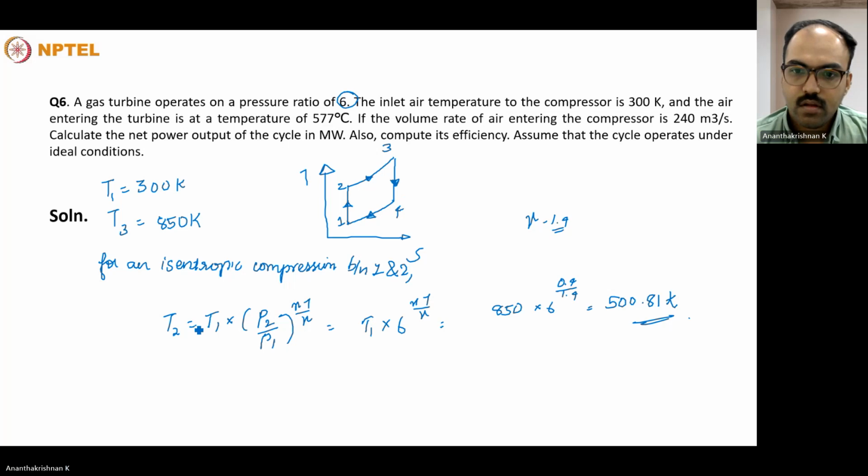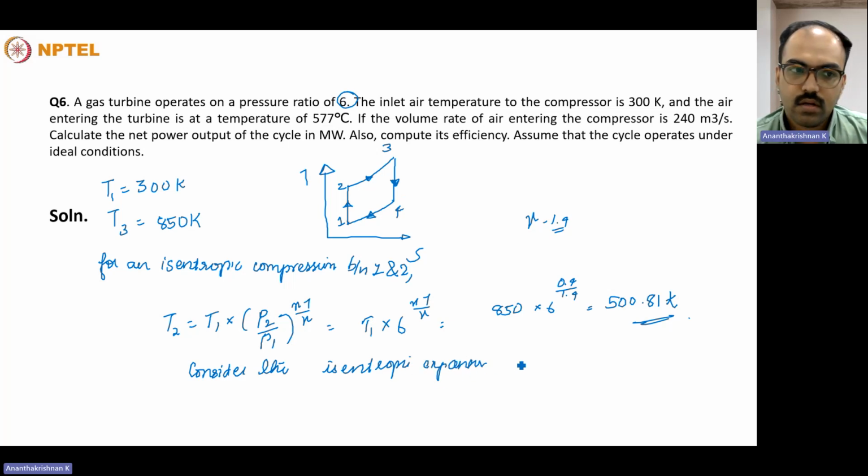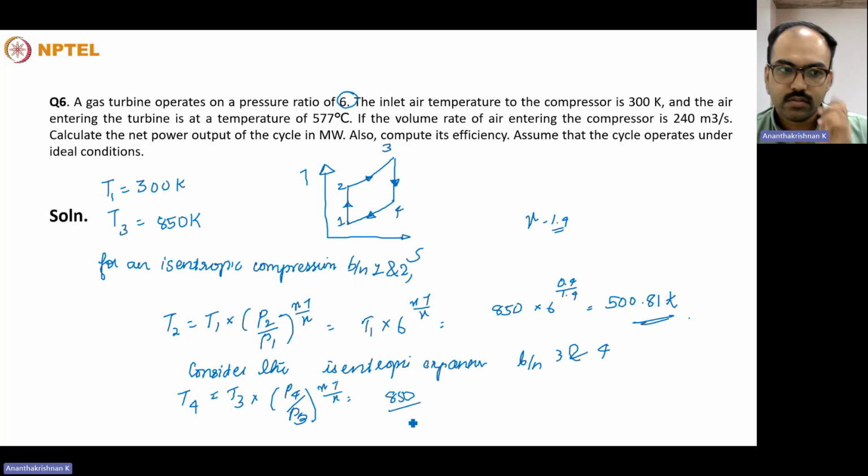500.81 Kelvin. Similarly, consider the isentropic expansion between 3 and 4. T4 could be written as T3 into P4 by P3, same compression ratio. We know the temperature, so it will be 6 raised to 0.286. That will be equal to 509.18 Kelvin.